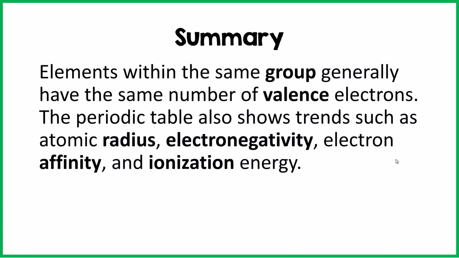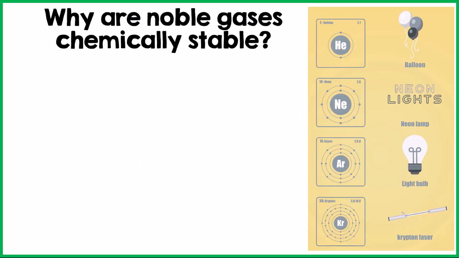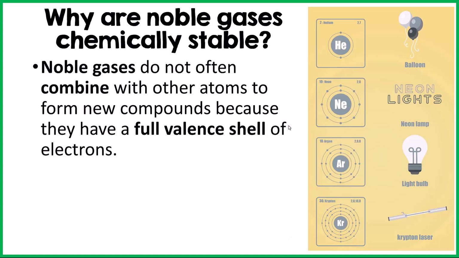In summary, elements within the same group generally have the same number of valence electrons. And the periodic table also shows trends such as atomic radius, electronegativity, electron affinity, and ionization energy. So far, we've discussed that noble gases are exceptions to a couple of these trends. So what is it that makes noble gases so unusual and so different? It's because they are chemically stable. So let's talk about why that is.